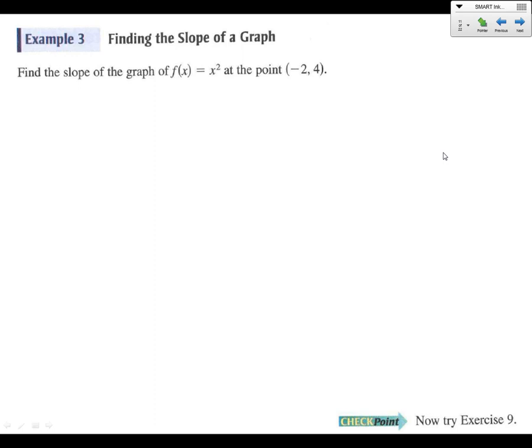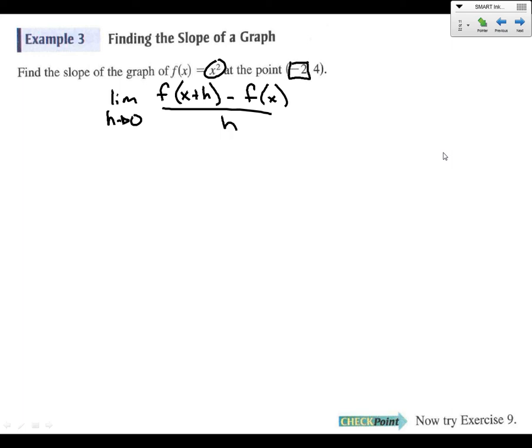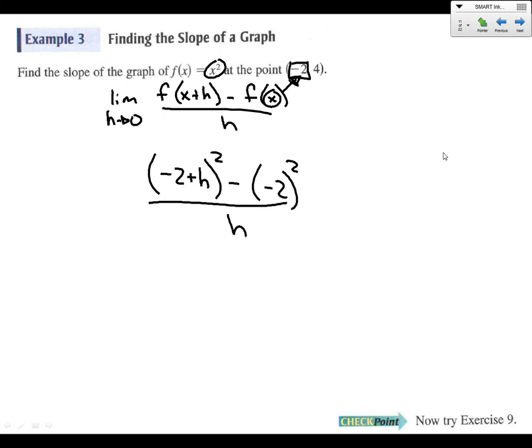So let's find the slope here of f of x equals x squared at the point (-2, 4). So the limit as h approaches 0 of f of x plus h minus f of x all over h. All right, let's plug this in. Our function is x squared. Our x value is negative 2. So we're going to say negative 2 plus h squared minus negative 2 squared. I'm using negative 2 for x. We know that x is negative 2, all over h. Let's clean this up.